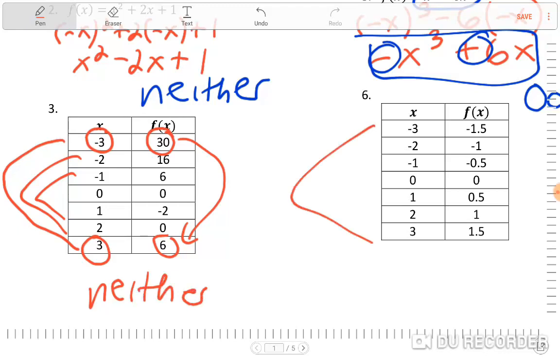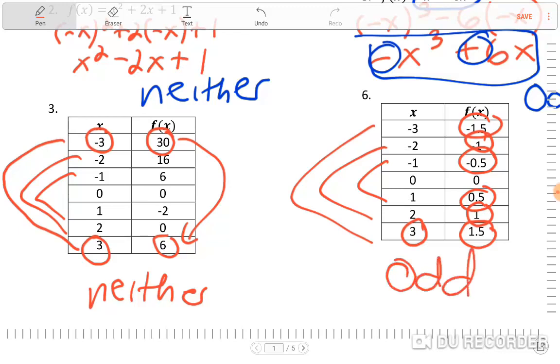When I do the same thing over here for number 6, and I look at, see, negative 3 gives me an output of negative 1.5. But when I switch over to 3, oh wait, look at that, positive 1.5. For negative 2, it's negative 1, 1. Negative 0.5, positive 0.5. Since the only thing that's changing are the signs, then this is odd.